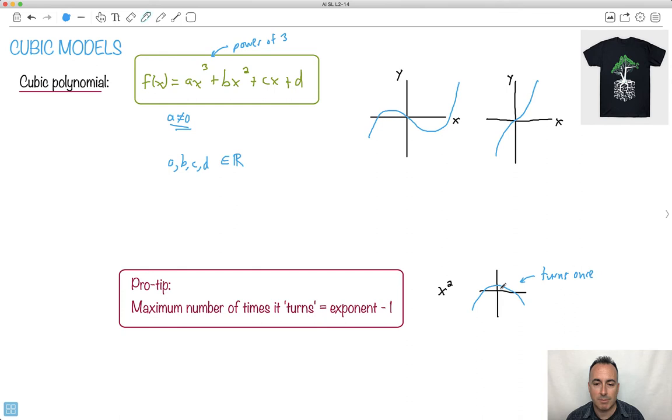And it has a maximum here. Well, just like if we do x to the power of 1. Well, 1 minus 1 is 0, so it turns no times. That also sort of explains why a graph, like a linear graph like this right here, there's no max or min. That's what I sort of mean by turning, okay? When it turns, it has a local max or min. So here, for example, here's a turn, here's a turn. Here was one turn, here was no turns.